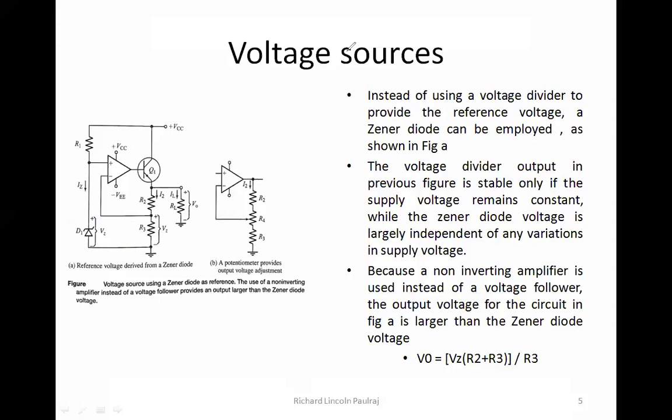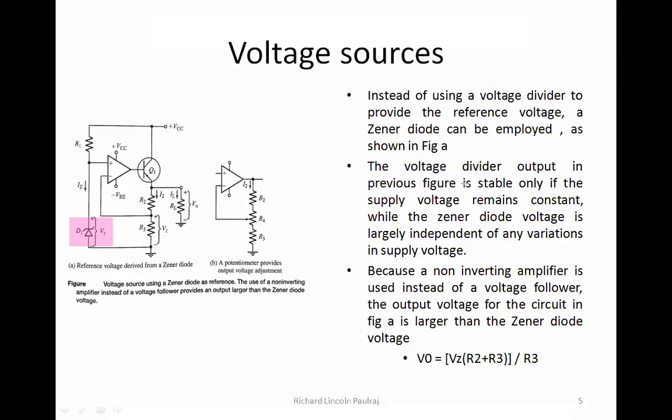Fine. So instead of using a voltage divider to provide the reference voltage, a Zener diode can be employed. We can also use a Zener diode here instead of using another resistor. The voltage divider output in the previous figure is stable. Whatever outputs we saw using R1, R2, and the connected BJT and op-amp, those outputs were stable. It's not that it's not stable, but we are trying to introduce a Zener instead of a resistor here, and we will see what its impact is.